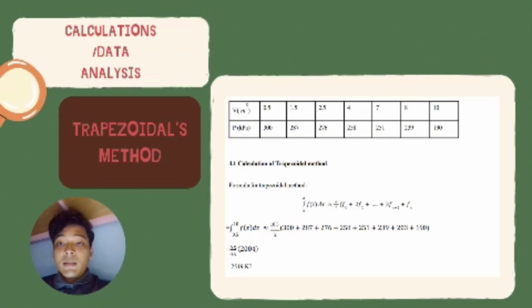The second step is we need to extract the information from the table, which is given. v represents the x values and p represents the fx values at the corresponding v values. And for the function values, fx are 300, 287, 276, 258, 251, 239, and 190.